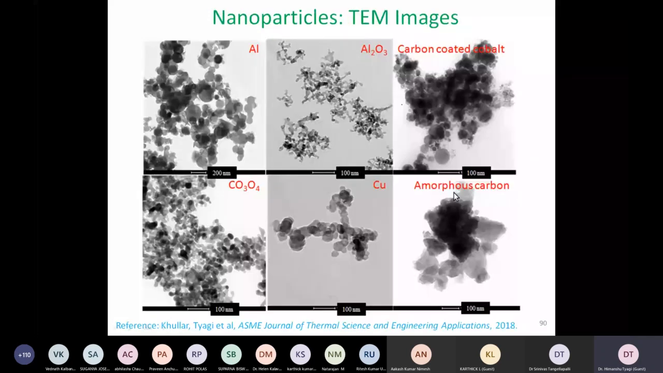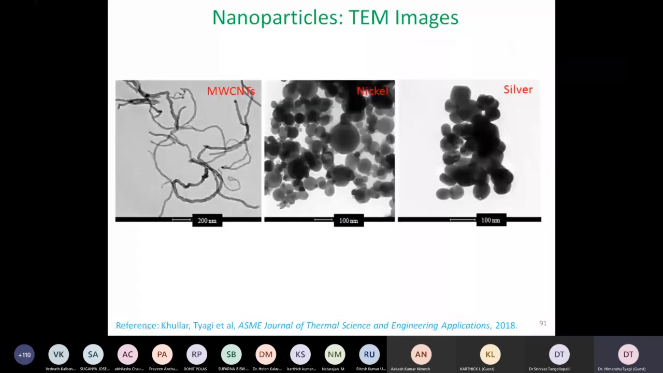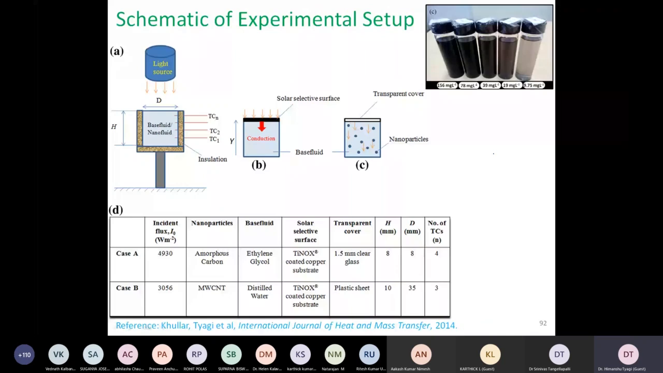Later on, we published some results where we used different types of nanoparticles in our laboratory, like aluminum, alumina, carbon coated, then cobalt oxide, copper, and amorphous carbon. We found very interesting multi-walled carbon nanotubes, nickel and silver. Because we were just testing it for the benchmarking process, we didn't do it under flow conditions; we used a simple stationary condition. But in reality, in the solar collector, we have to use flowing conditions. Here we just compare two cases, as shown.